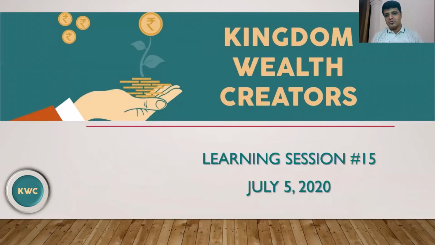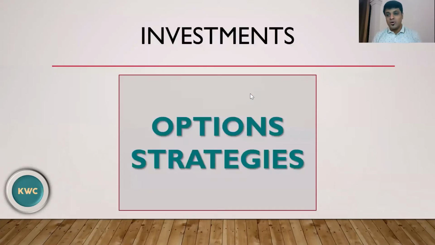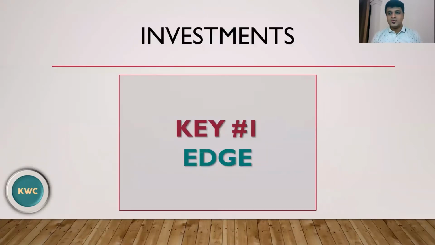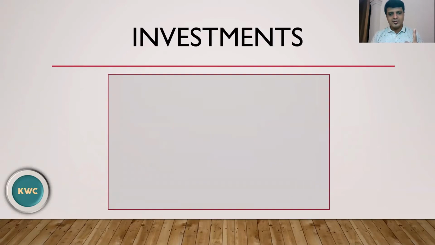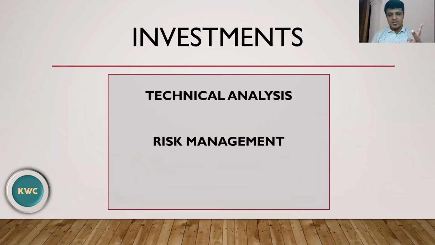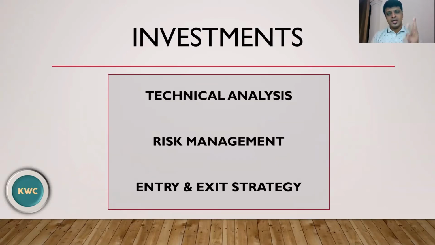Welcome to KWC. This is learning session 15, July 5th, and today we're going to talk about option strategies. I have two things that I want to tell you when it comes to options. First, we have to have an edge. Edge basically means the strategy that we use to decide which trade to enter or whether or not to enter a trade. There are three legs to my edge that I always use. One is technical analysis, second is risk management, and third is my entry and exit strategy.